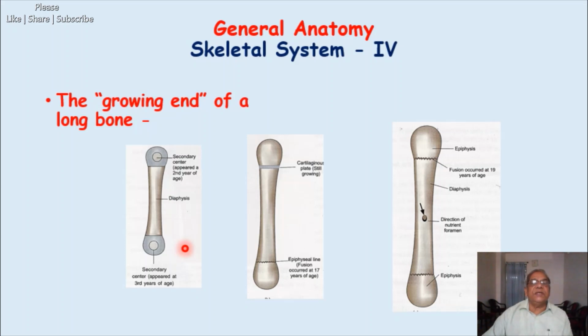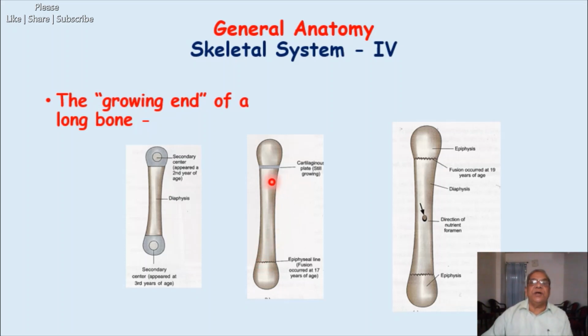So which is the first secondary center to appear? It is for the upper end. The center which appeared at the third year of age for the lower end will now fuse first with the diaphysis, because it appeared after the center for the upper end. Say for example, it has fused at the age of 17 years. So now this lower end will no longer grow.